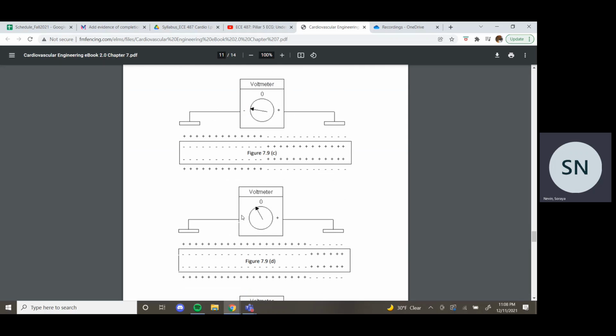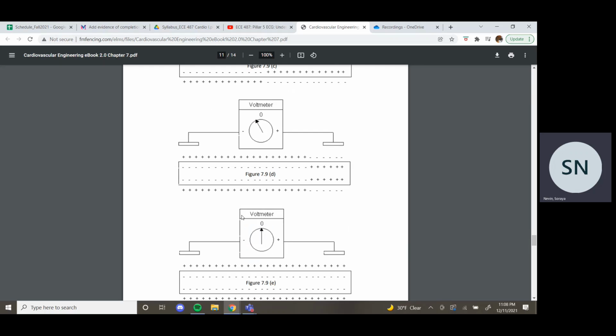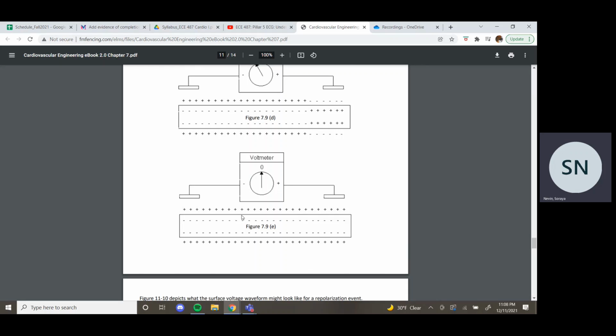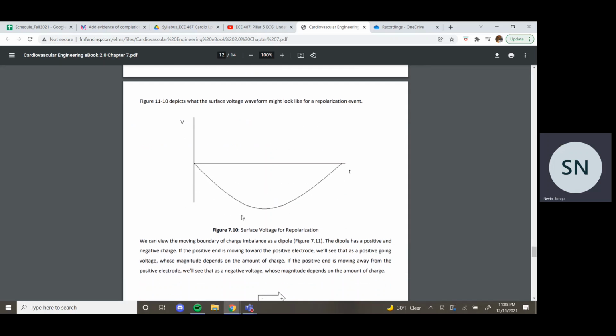As repolarization continues, meaning we'll have more positive, we'll be integrating fewer and fewer negative charges at the electrode, so the voltage starts to drop off. Then we'll be back to where we started initially, which was rest. So from this graph, you can see that repolarization has a negative facing waveform.